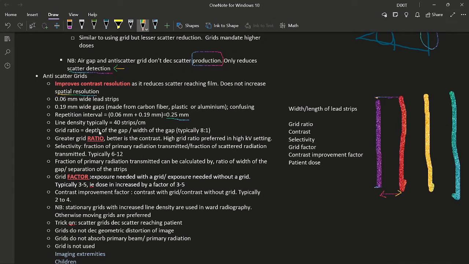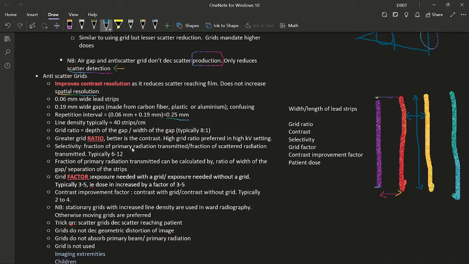Now the grid ratio is the depth of the gap divided by the width of the gap. So here this entire distance will be the depth of the gap, divided by the width of the gap, and this ratio is typically 8:1. Now another thing, they might interchange the depth of the gap with the length of the strip, which is the same. So the greater the grid ratio, the better the contrast. A higher grid ratio is preferred in high kV settings.